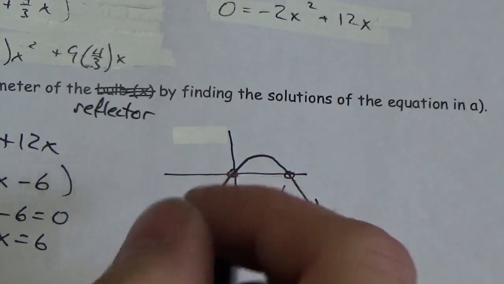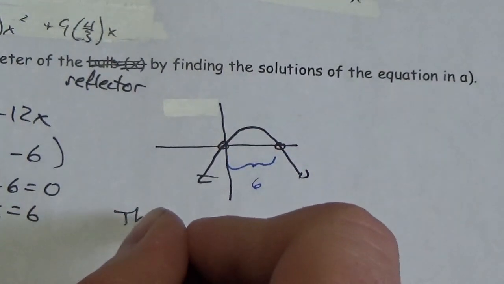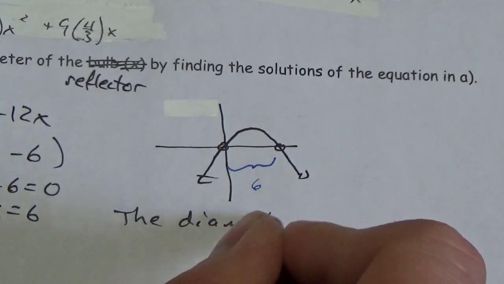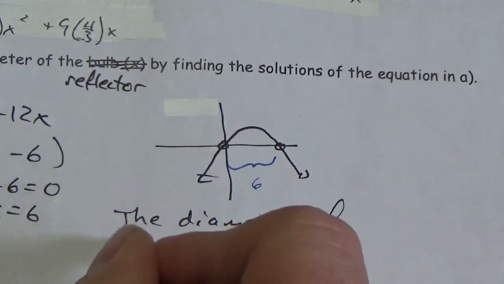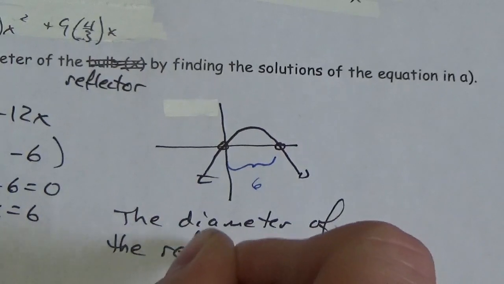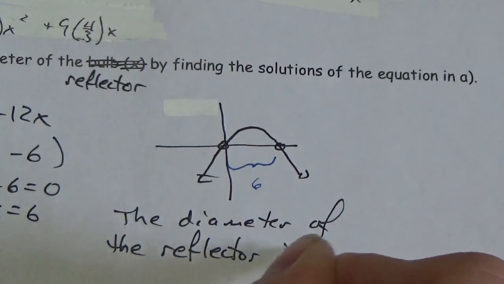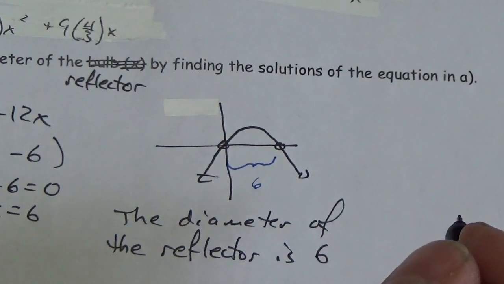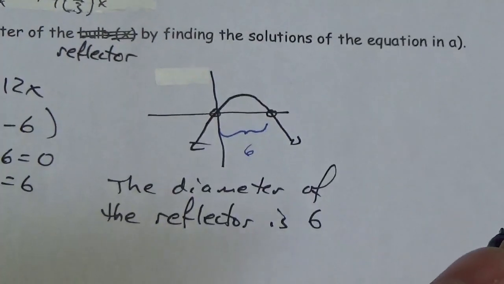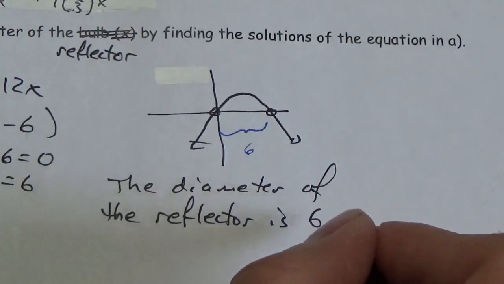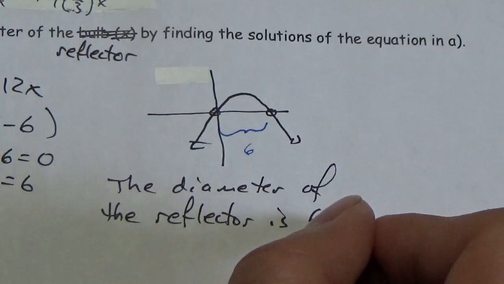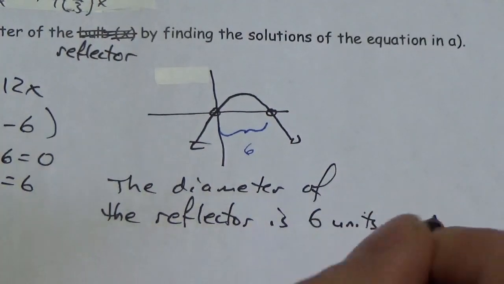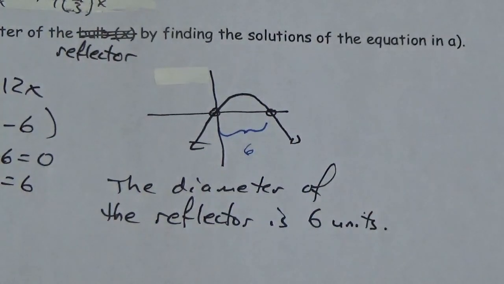Okay? So we can write now that the diameter of the reflector is 6. And I was hoping I could be a little bit more specific in terms of units, but I don't have any units here. So we'll just say 6 units. That's the math way around that problem.